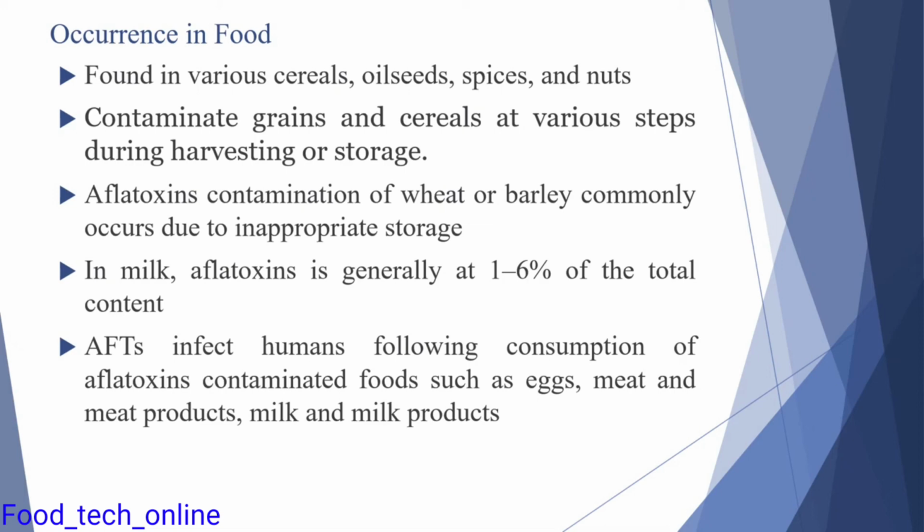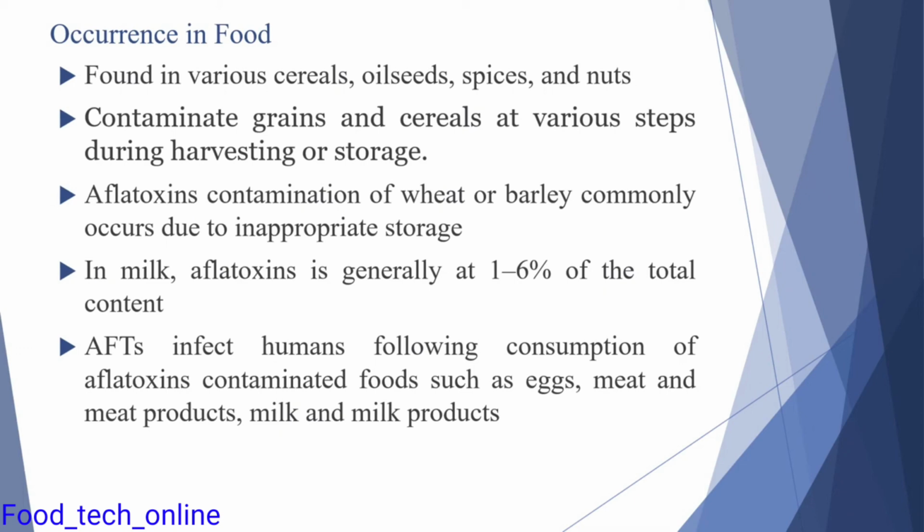And aflatoxin contamination of wheat or barley commonly occurs due to inappropriate storage. And in milk, aflatoxin is generally present at 1 to 6% of their total content, and the aflatoxins infect humans following consumption of the aflatoxin contaminated foods such as egg, meat products, milk products, etc.